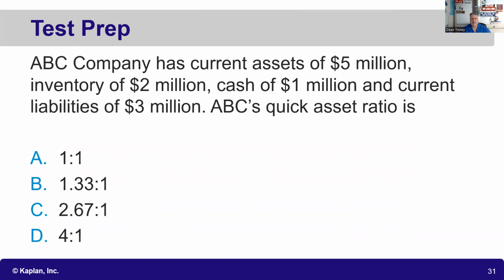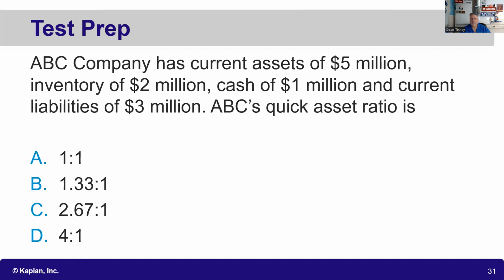A company has current assets of $5 million and inventory of 2. So be careful. The 2 million and the 3 million are part of the 5 million. Current assets are cash or things we plan to turn to cash within 12 months. So the 2 million and the 1 million are already included in the 5, right? And the current liabilities of 3 million. ABC's quick asset ratio, also known as the asset test.